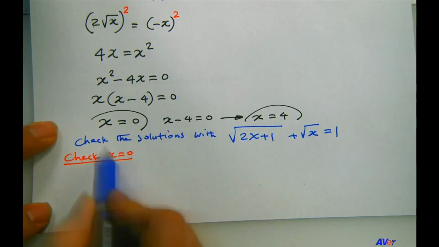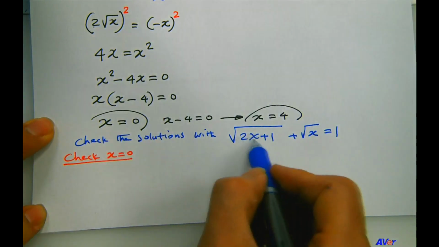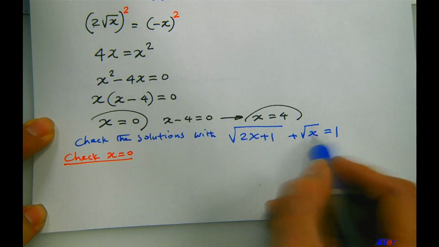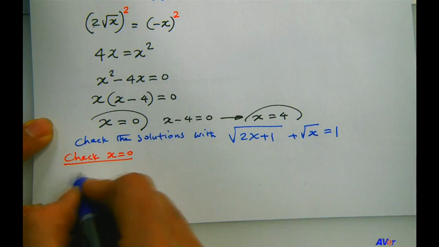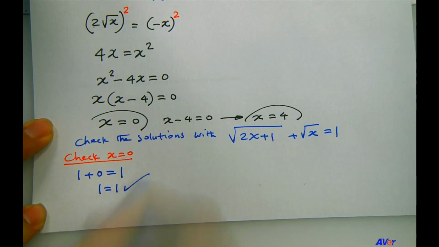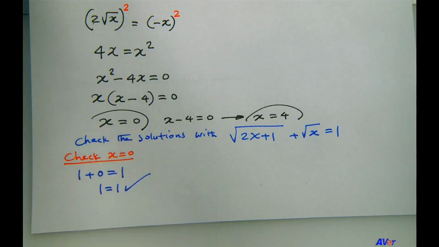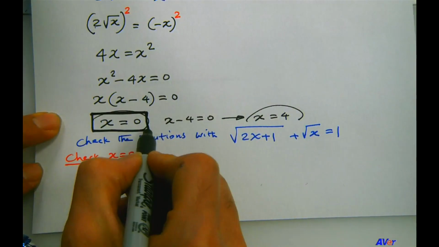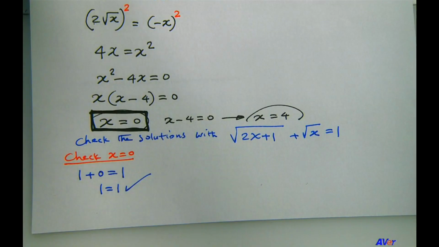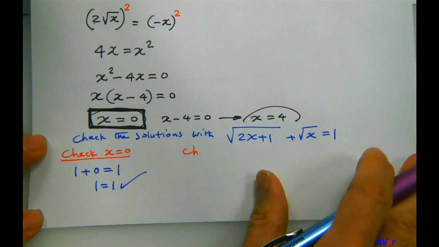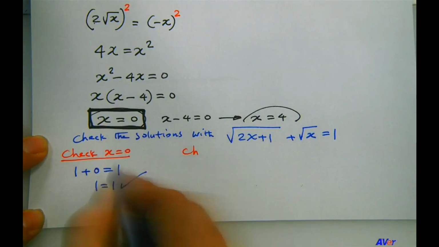So we end up with, put x equals 0 here, square root of 2 times 0 is 0, square root of 1 is 1, plus square root of 0 is 0, 1 plus 0 is 1. So 1 plus 0 is 1, 1 equals 1, so it checks out. This checks out. So we know that solution is good, that one. Okay. Then check x equals 4.